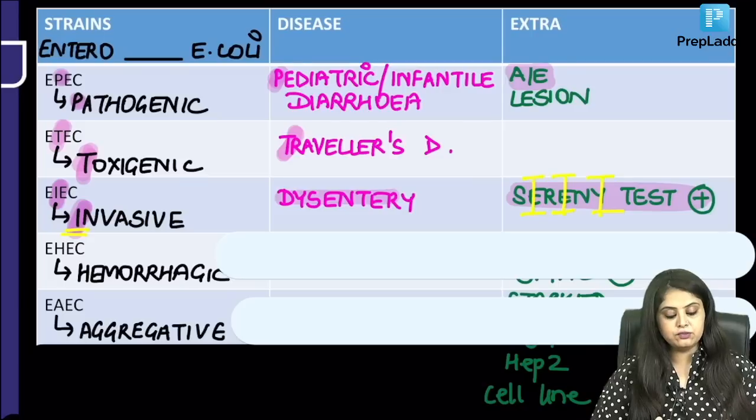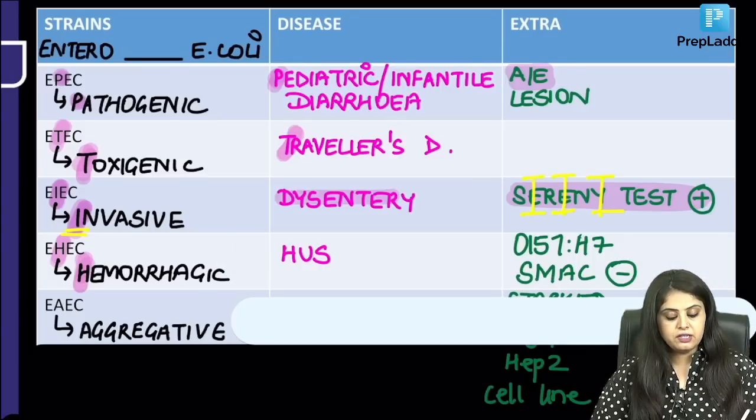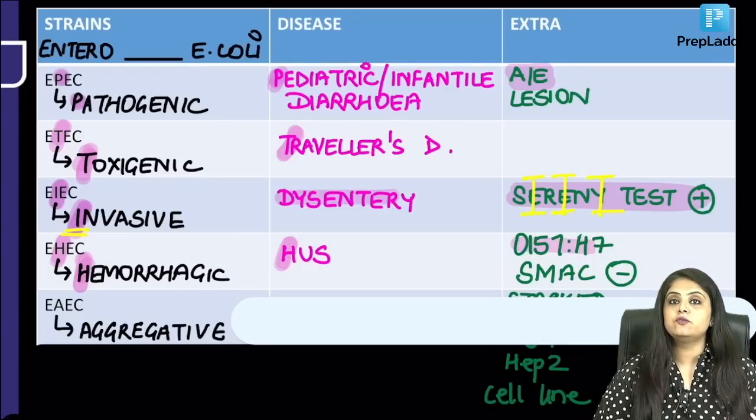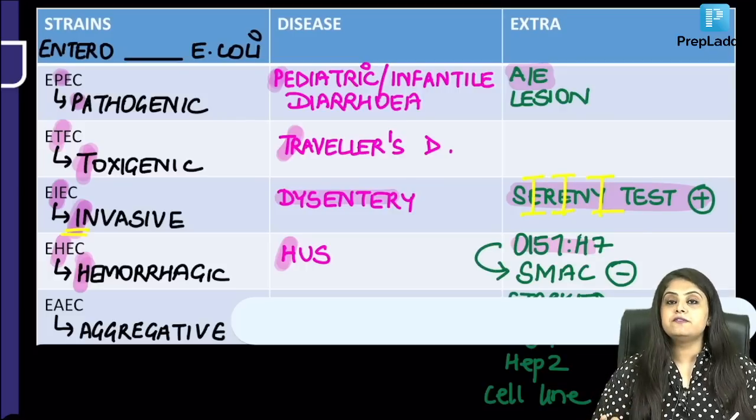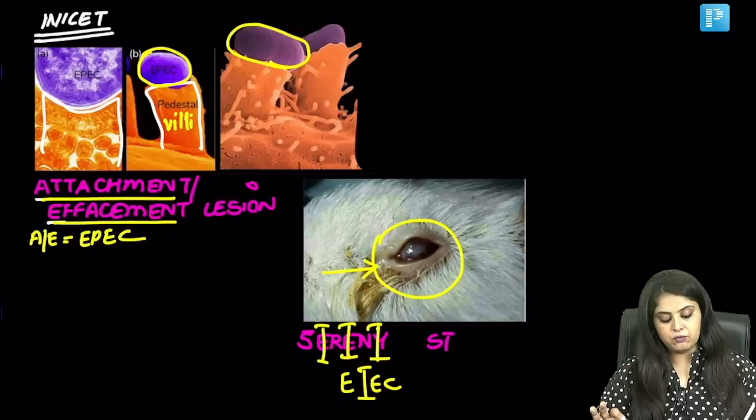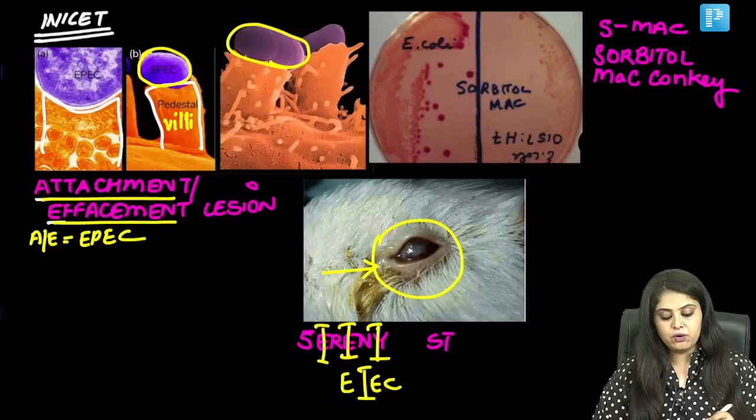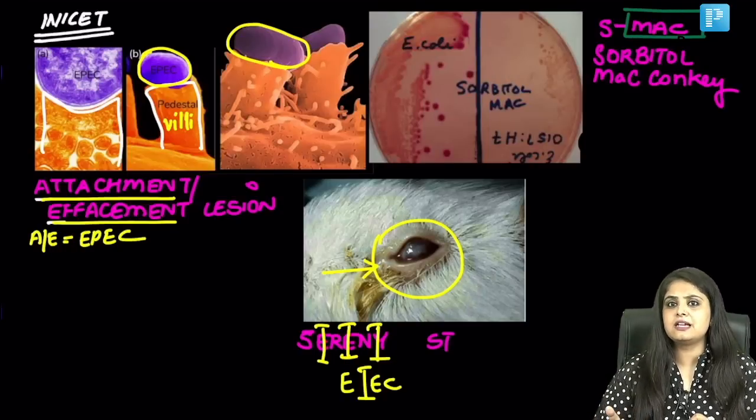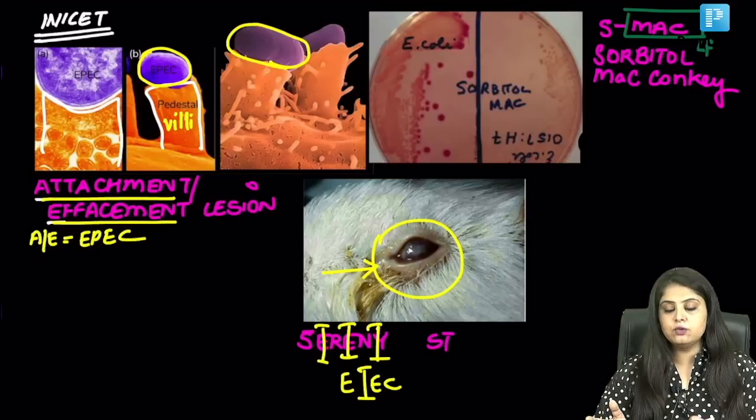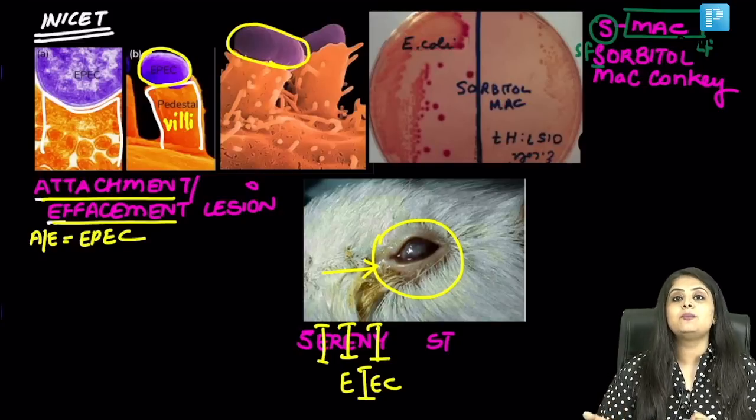Coming to the next one is going to be entero-H, hemorrhagic E. coli, which I just now taught you, is causing hemolytic uremic syndrome. The strain is O157H7. What is the microbiology point for it? O157H7 is SMAC negative. What is SMAC? SMAC stands for MAC. I think all of you know, in earlier lectures we have studied, even in this 10 series we have studied McConkey agar. McConkey agar is usually for lactose fermentation. If I start using McConkey agar for knowing about sorbitol fermentation, then I will call it sorbitol McConkey.